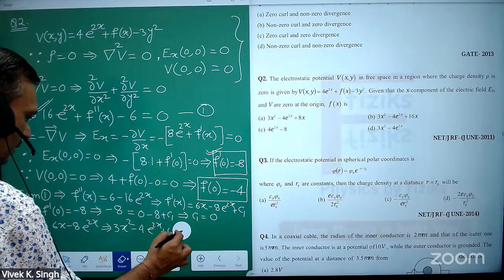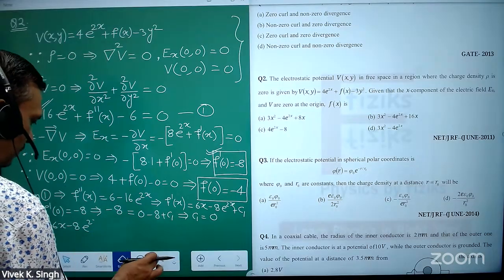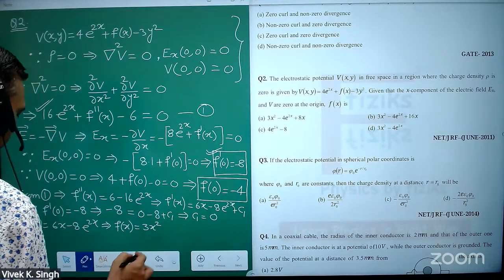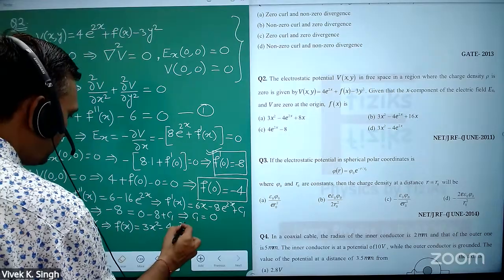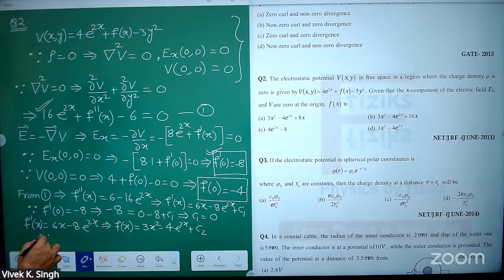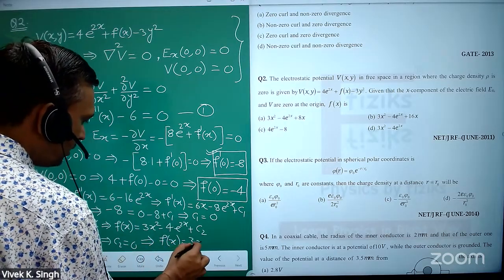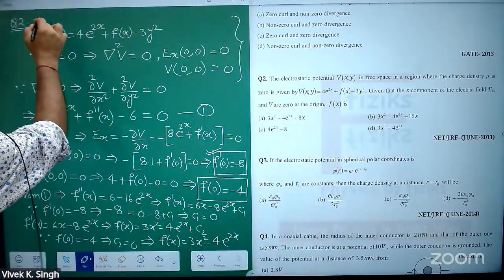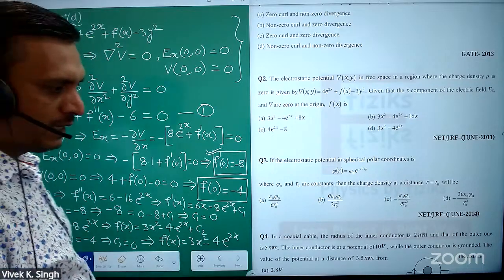So fx is 3x square minus 4 e power 2x plus C2. And again, since f0 is minus 4, C2 is 0 because this will cancel out. So finally, fx will be 3x square minus 4 e power 2x. So option D is correct. So the answer is D. Is it clear? So note it down.